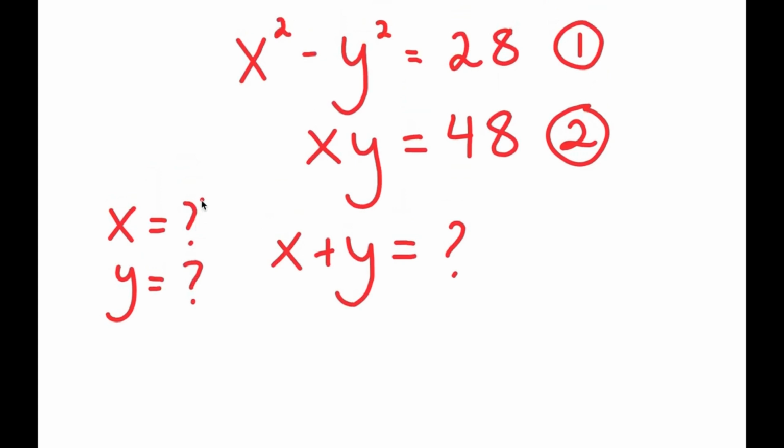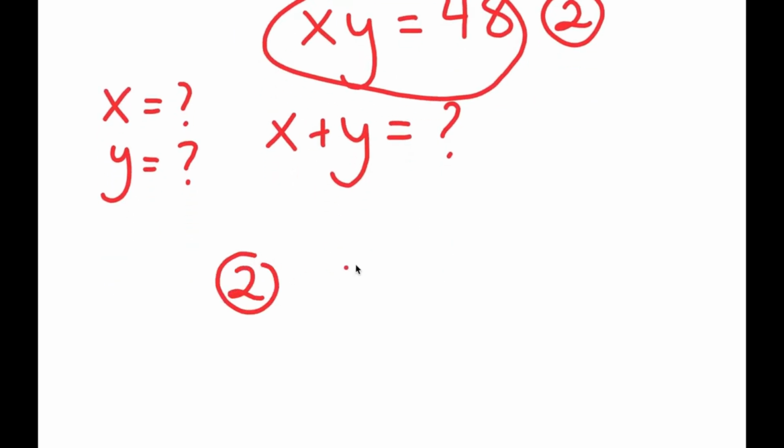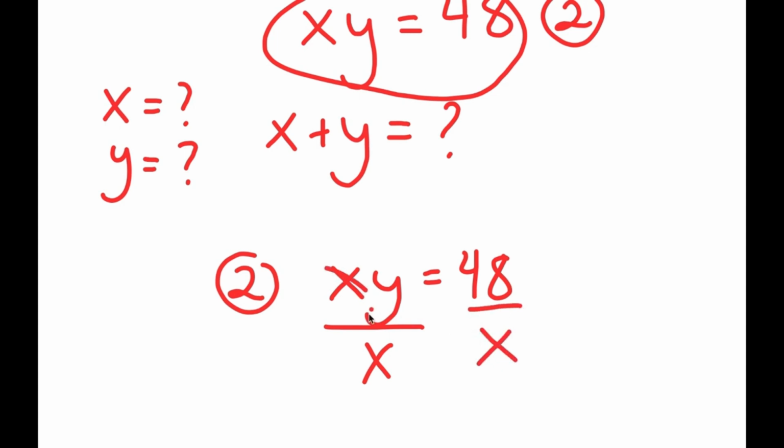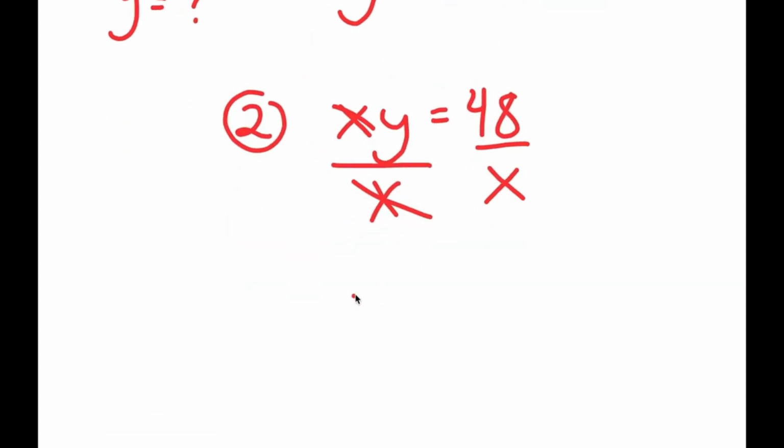So to start, I'm going to use my second equation. Equation 2 is x times y equals 48. I'm going to solve for one variable in relation to the other. It doesn't matter which one, but in this case, I'm going to solve for y. To solve for y, I have to isolate it, meaning I have to get rid of this x by dividing both sides by x. So I get y is equal to 48 over x.